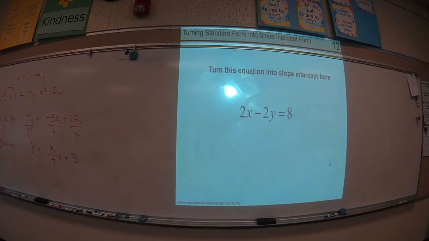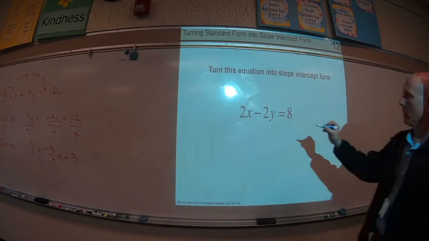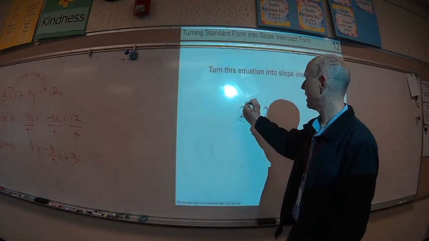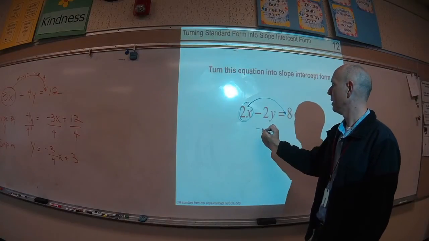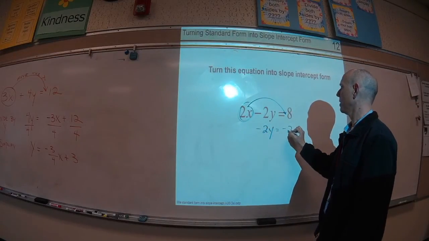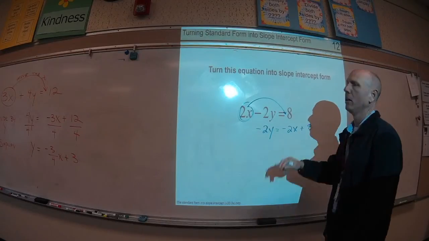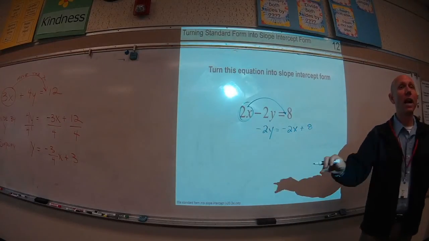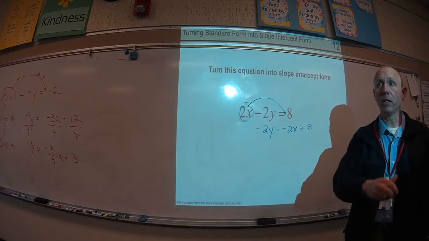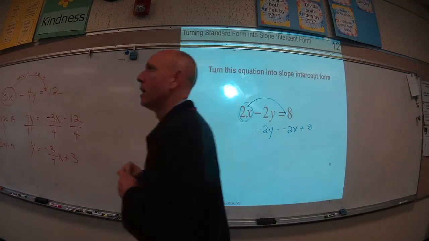So move the x. Negative 2y. I'm just moving it and changing the sign. That's all I'm doing. Move the x, very mechanical. I pick it up, I put it over here and drop it. Negative 2y equals negative 2x plus 8. Move the x, divide by the y and simplify for me. Divide by the y and simplify.